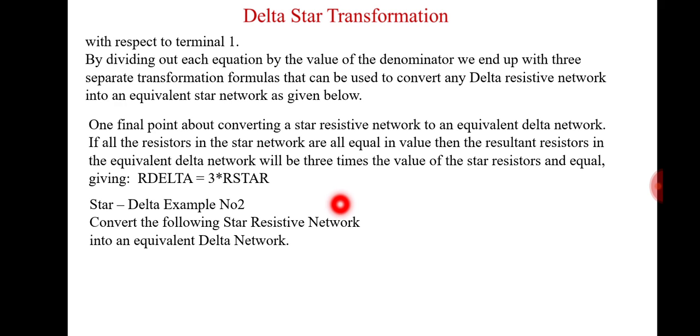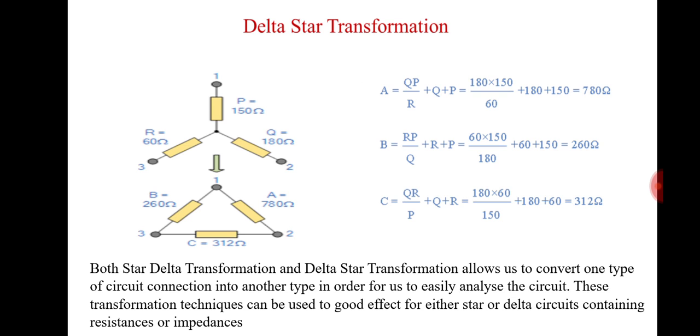That means star delta. Example number 2: convert the following star resistive network into an equivalent delta network. Here a star connected network is given, and we apply the star to delta transformation to find A, B and C. P and Q are given.